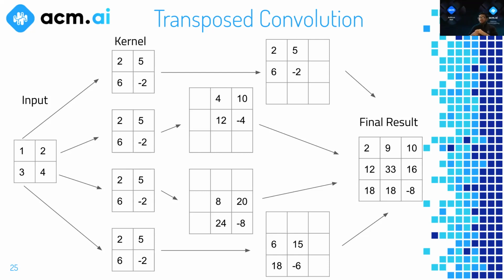So this final result encodes information about both the input you receive, which is 1, 2, 3, 4, as well as the kernel. And as you can see, the final result has dimensions that are greater than the input. And that's the whole point of transpose convolutions.